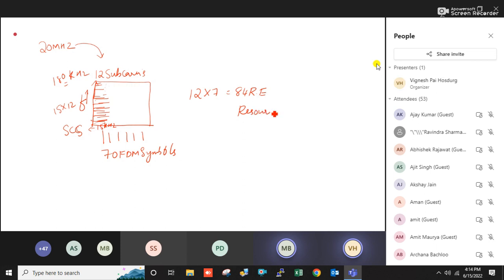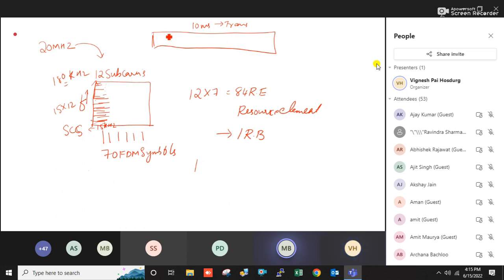Resource elements as my one resource block. One resource block: 12 in frequency, 7 in time domain. So totally it becomes 12 into 7, 84 resource elements. One resource block has 84 resource elements. And if you consider one subframe, how do we decide the subframe? A frame duration in LTE is 10 milliseconds. This is the frame duration.